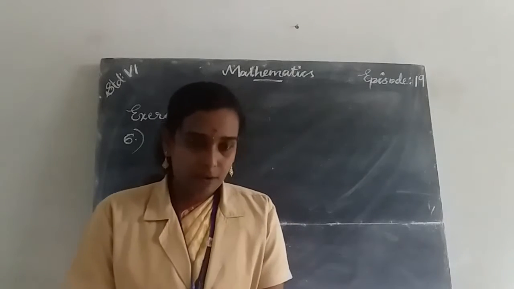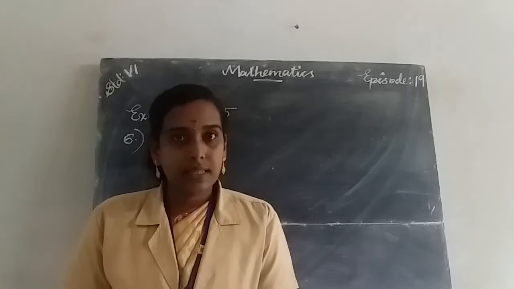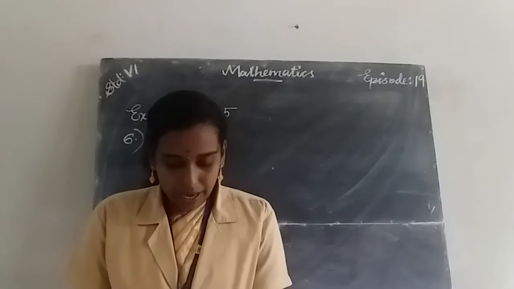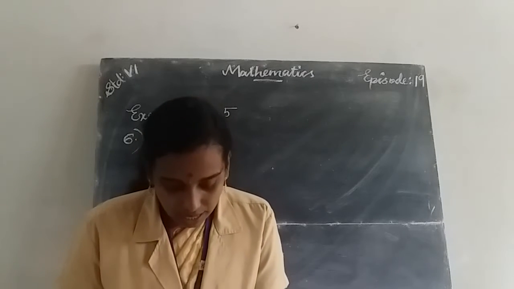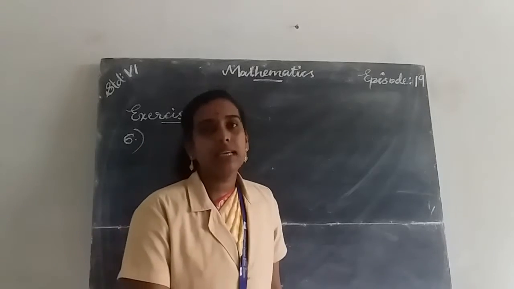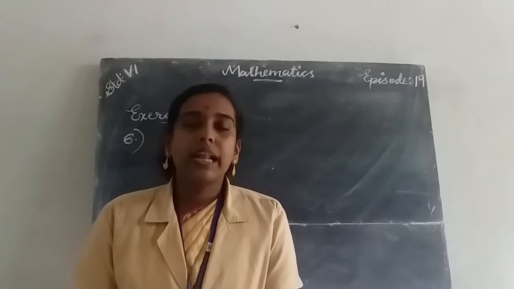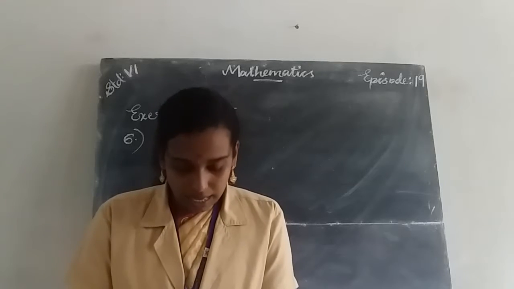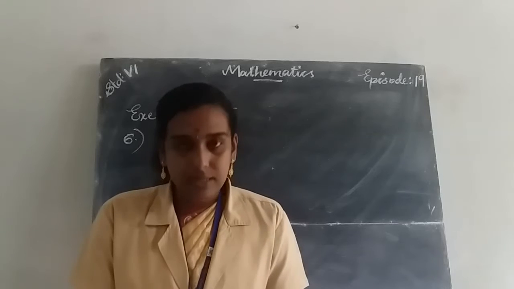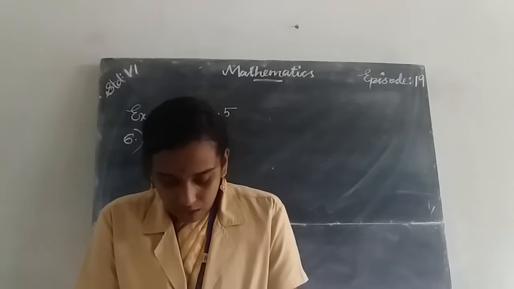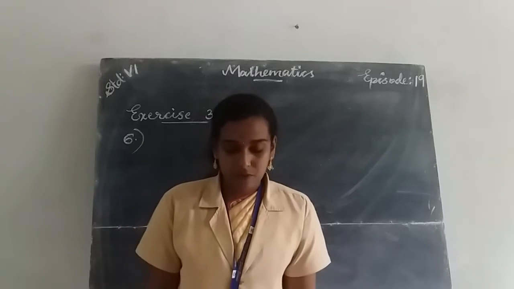So read the question carefully and answer the question. The question is question number 6. Find all the prime factors of 1729 and arrange them in ascending order. So we want to find the prime factors of 1729 and arrange the prime factors in ascending order. Now state the relation, if any, between two consecutive prime factors.